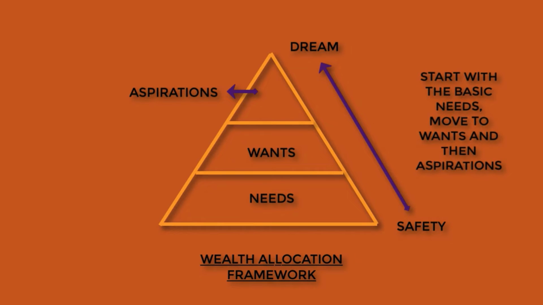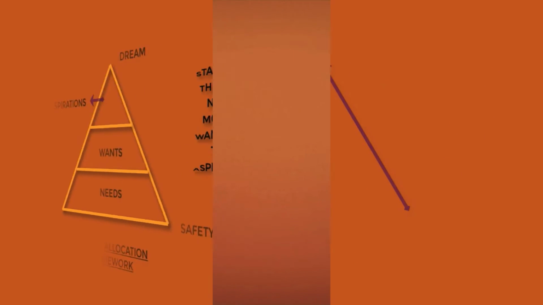Reflect on your life and write it down on a piece of paper. Then segregate across these three categories. Please note that at this stage, do not worry about investments. That is to be done later.